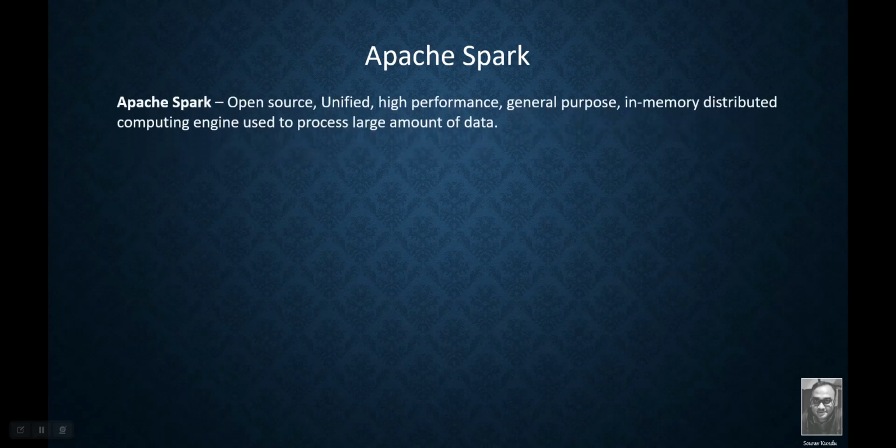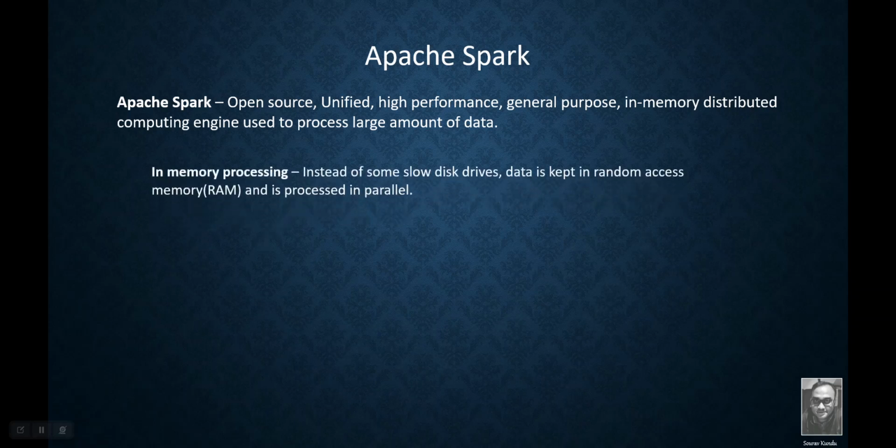So Apache Spark is an open source, unified, high performance, general purpose, in-memory distributed computing engine used to process large amount of data. So basically it's an open source, unified, high performance, general purpose, in-memory distributed computing engine, and you can use it to process large amount of data. Now let's understand each of these features step by step.